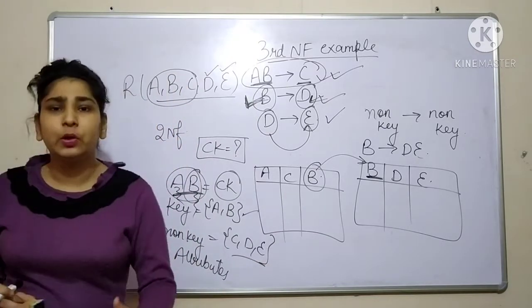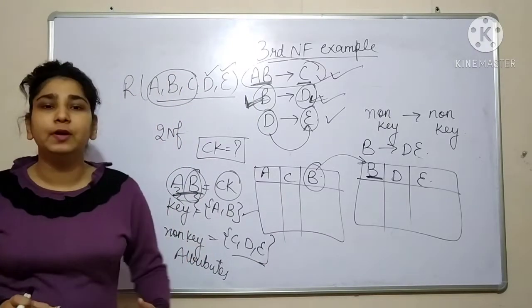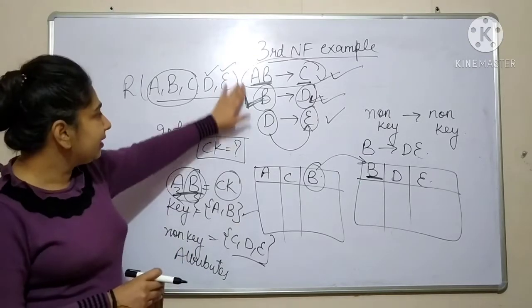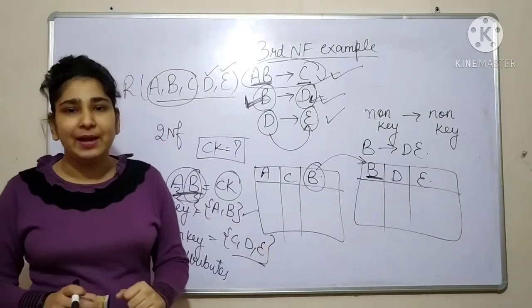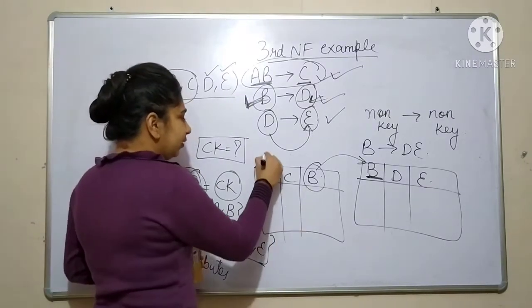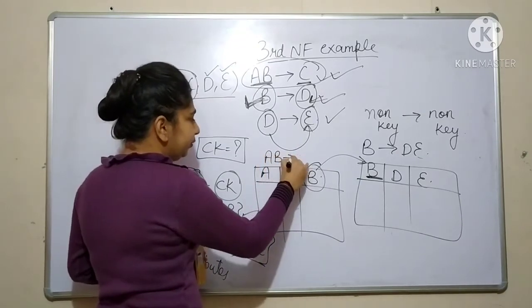We also need to take care of functional dependency preservation. So the functional dependency A, B to C is there. If you look at this, A, B to C.